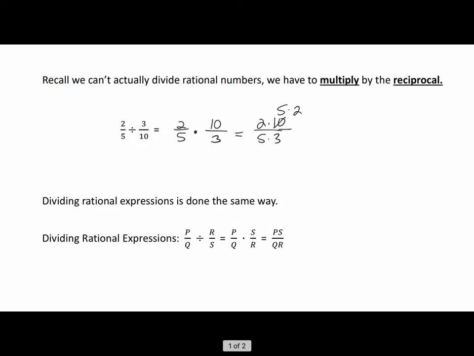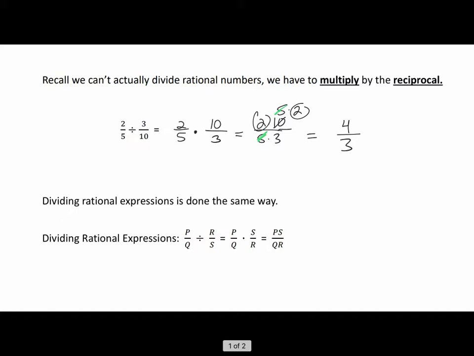10 is 5 times 2, so we can definitely divide the factor of 5. And then that leaves us a simplified product of 2 times 2 in the numerator and just 3 in the denominator, so 4/3. So we're going to divide rational expressions the same way. Of course, it's a little bit more complex because they're expressions and we're going to have to factor them. So it's done the same way though.